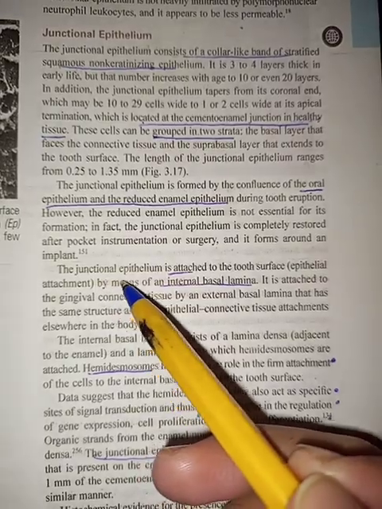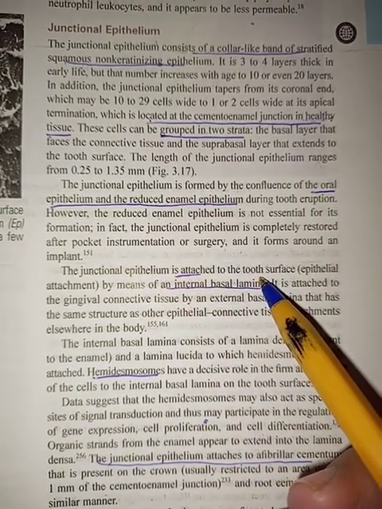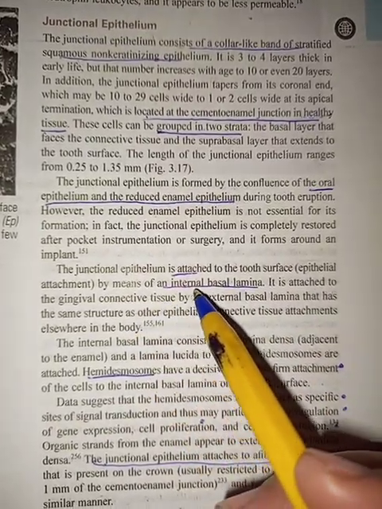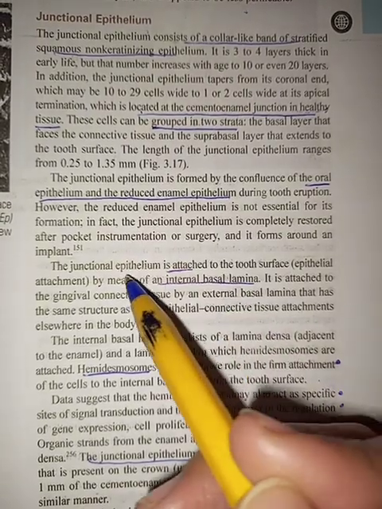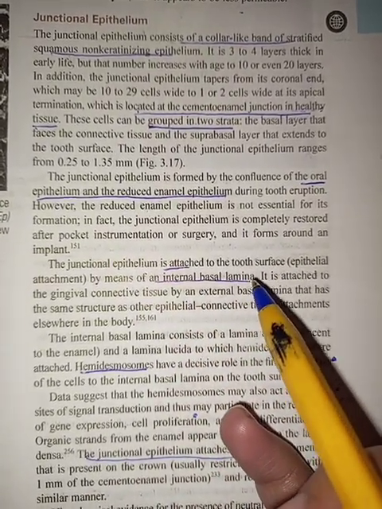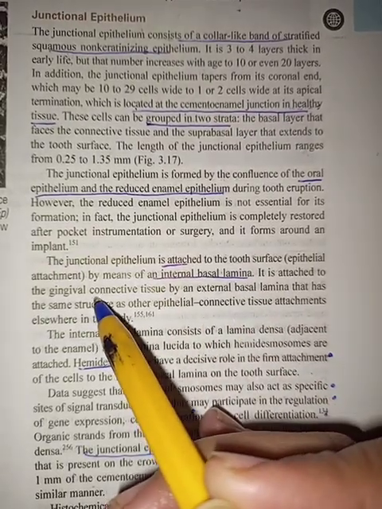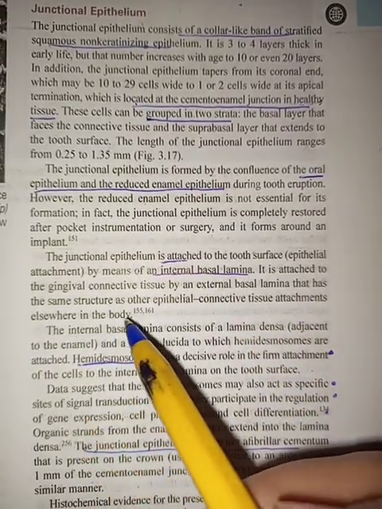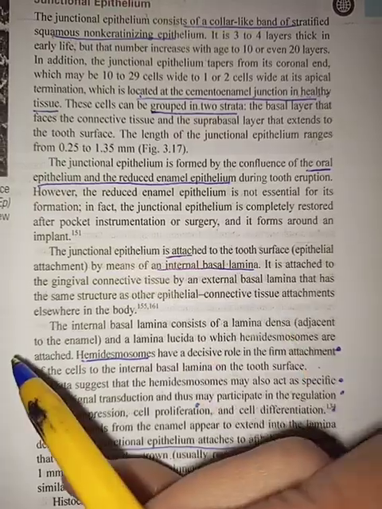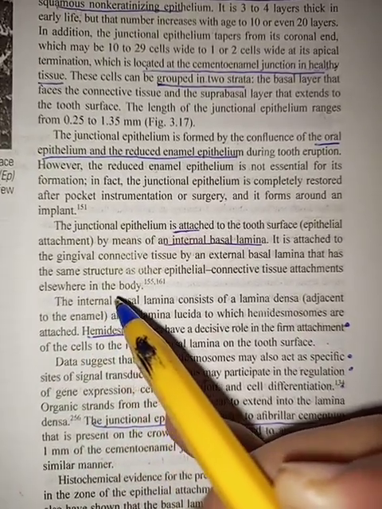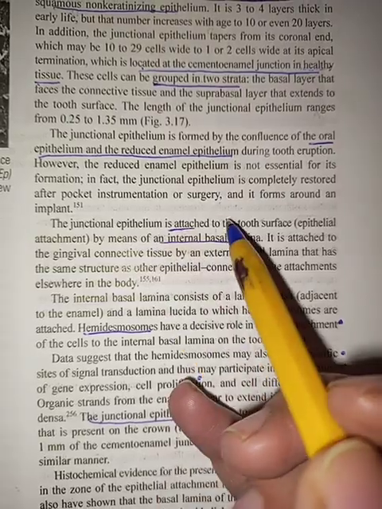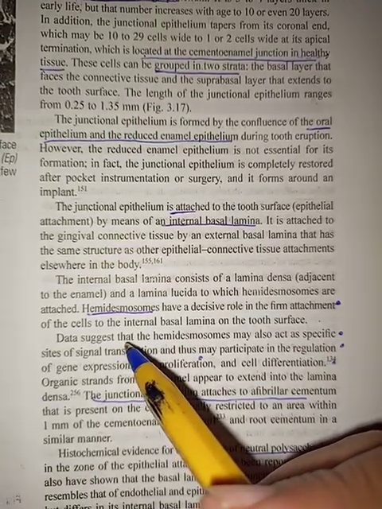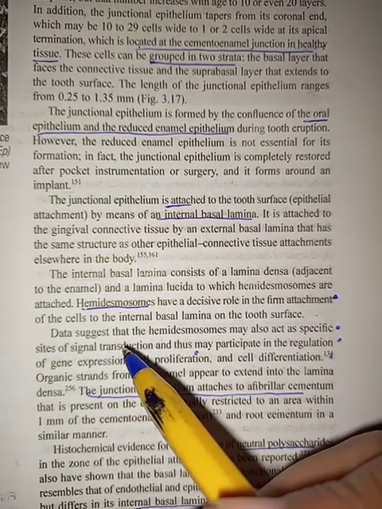Now it is attached to the tooth surface by epithelial attachment by means of the internal basal lamina, which gives support. It is also attached to the gingival connective tissue by the external basal lamina. It has the same structure as the epithelium-connective tissue attachments elsewhere. One side, the internal basal lamina, is connected to the tooth and the external basal lamina is connected to the connective tissue.